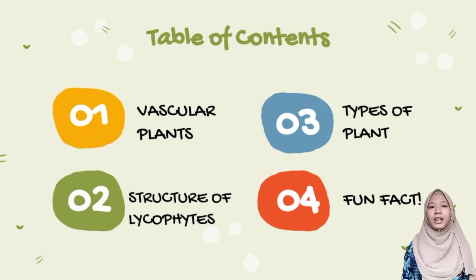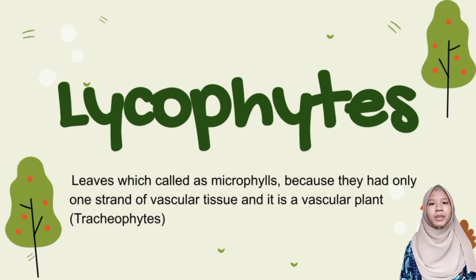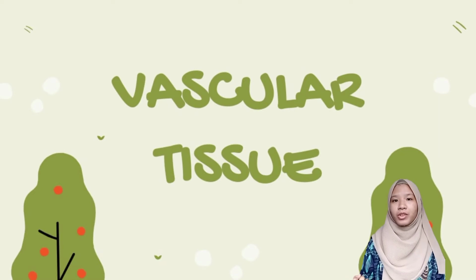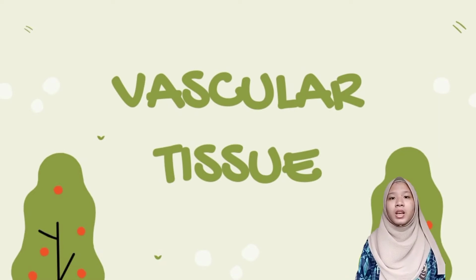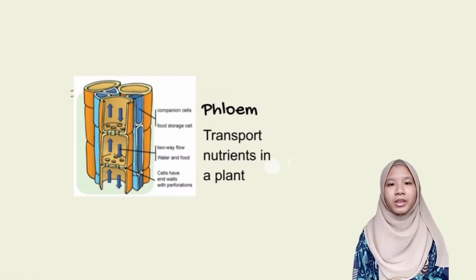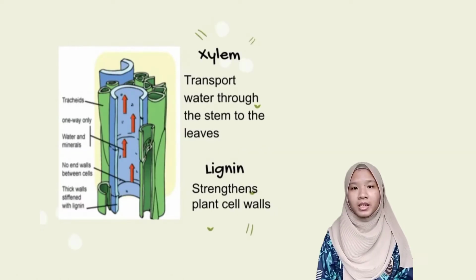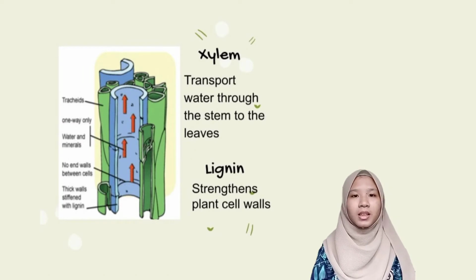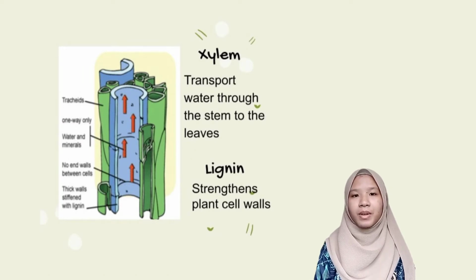about Lycophytes. Lycophyte leaves are known as microphylls, as they only have one strand of vascular tissue, and it is a vascular plant, Tracheophytes. So, I will go into vascular plants in better detail. First and foremost, we must understand vascular tissue. There are roots in vascular tissue that absorb water from the soil, phloem that transports nutrients in a plant, and xylem in vascular tissue that transports water from the stem to the leaf, and lignin that strengthens the plant cell walls.